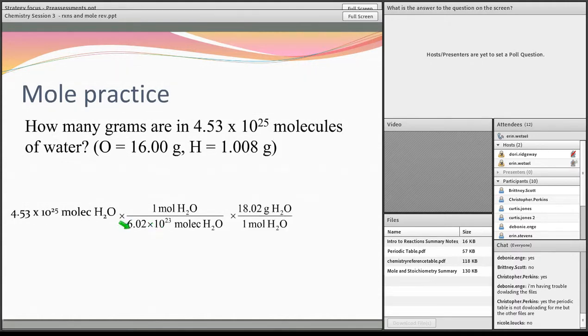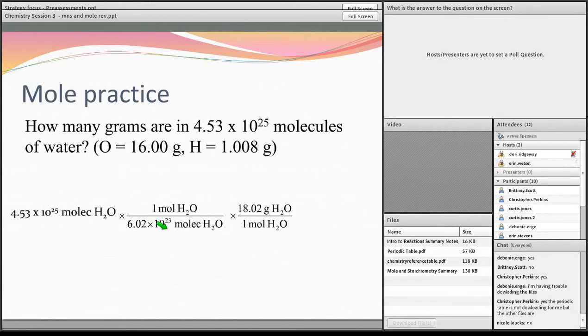Start to think through and start to guesstimate the type of answer you should get. So if we're taking a number that's 10 to the 25th and a number that's 10 to the 23rd, those are going to even out so that we end up with a 10 to the 2nd in the numerator. So start to think about your answers. If you end up with a 10 to the 48th, we know we've done something wrong. So we punch that in, we end up with an answer of 1360 grams of H2O.